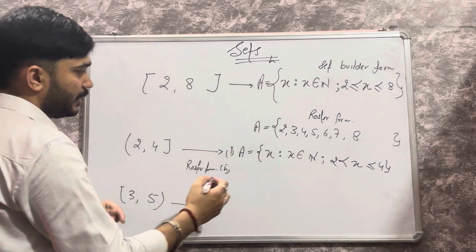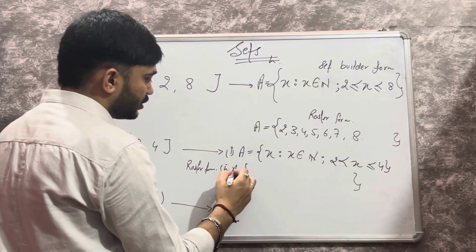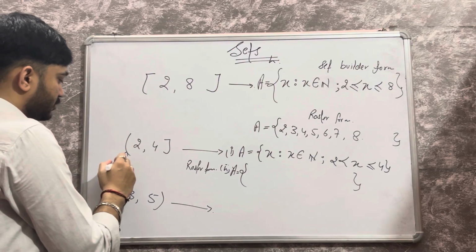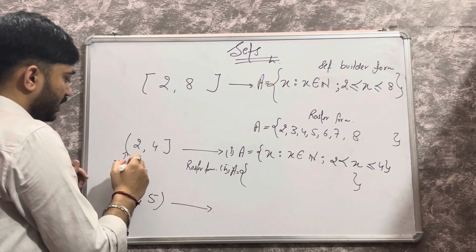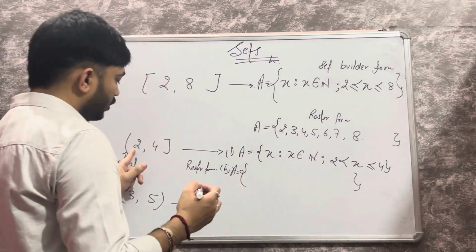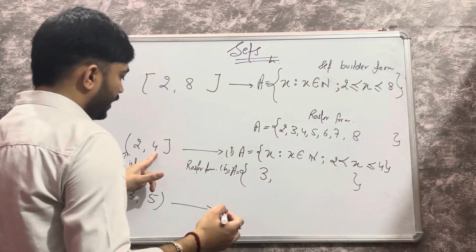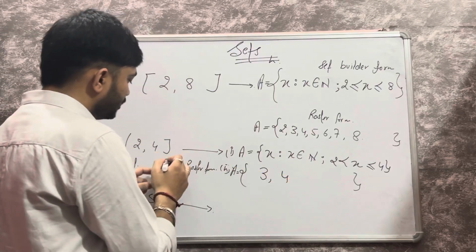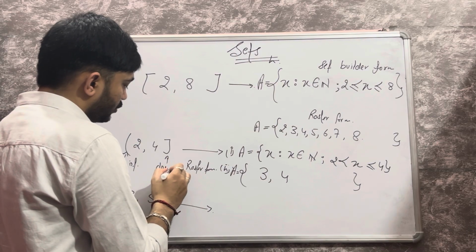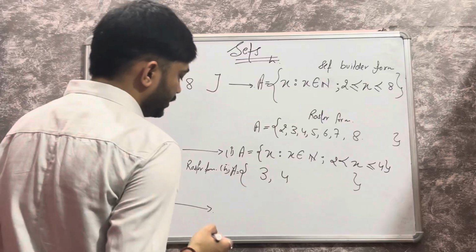How are we going to write it? Just take the curly brackets. a is equal to 2 is not included because this is an open interval from the left side. So do not write 2, just write the next value of 2, that is 3, and then 4, because from here it is a closed interval. So we are going to include this value here.